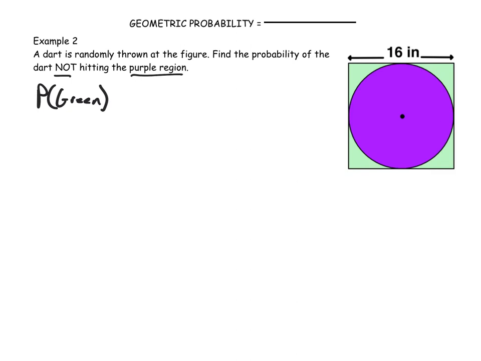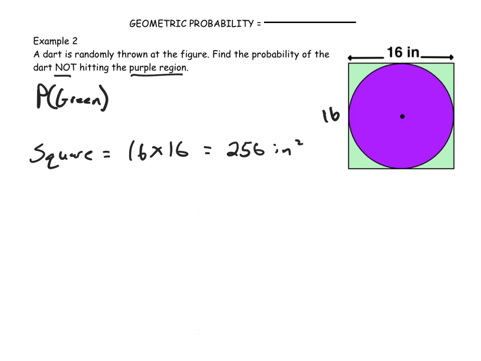Well, in this case, we have a square and the purple is a big circle, so we have to take that circle out of our green square. So if we find the entire square, that's going to equal 16 times 16, because the length and width would be the same. So the area of the square is 256 inches squared.